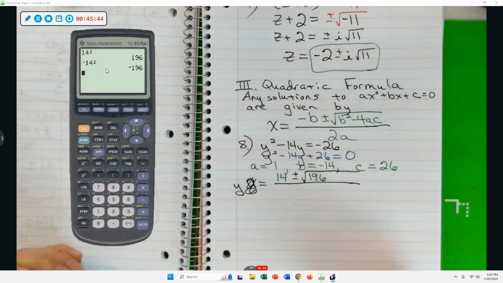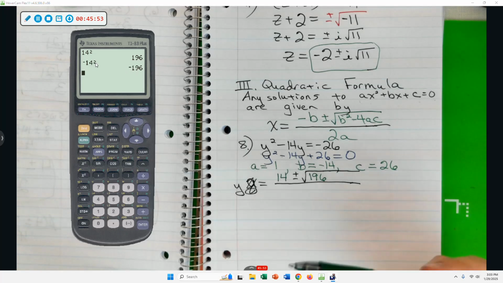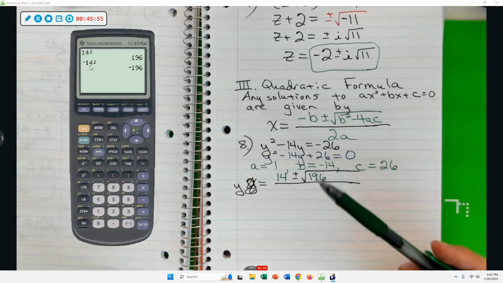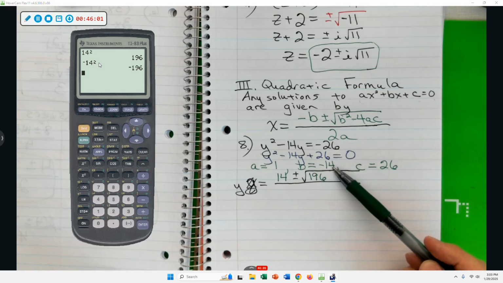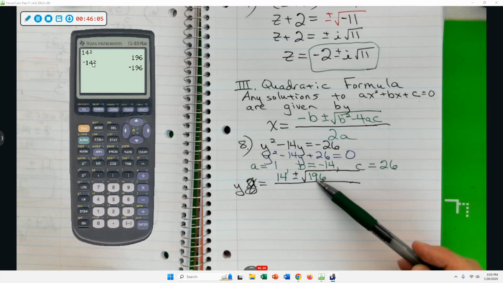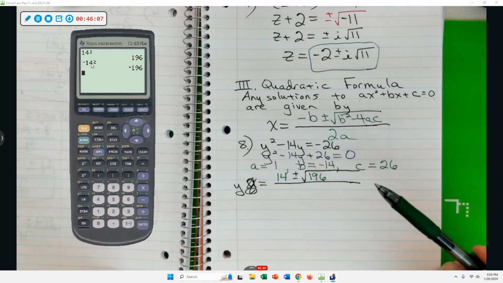Positive. But look at what he did wrong. He punched in negative 14 squared and got a negative because he didn't enclose the negative in parentheses. This goes back to what you were saying earlier, that the square applies only to what's right beside it. The square applies only to the 14, not the negative.